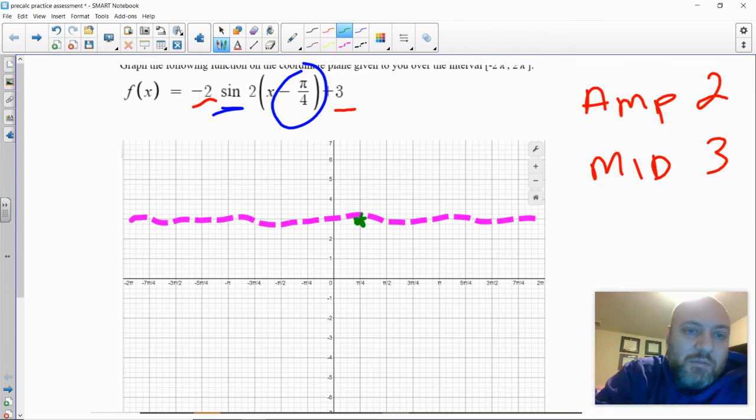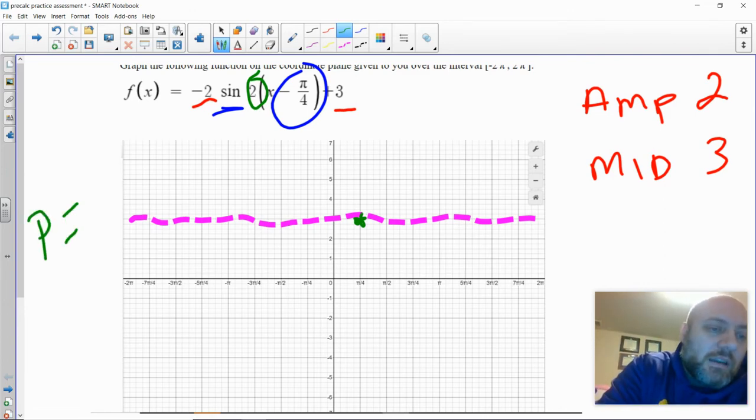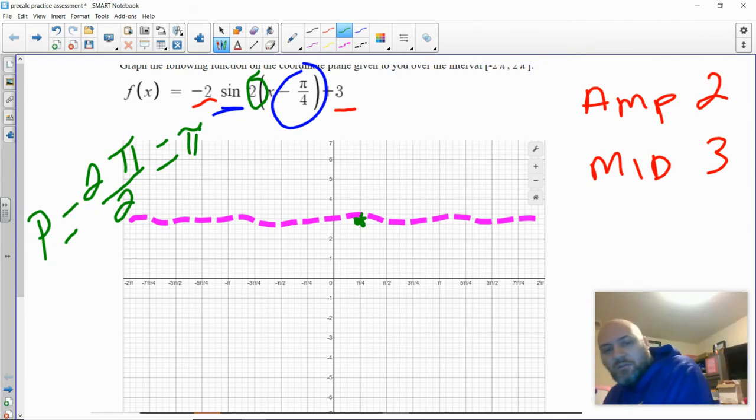And then this 2 is my frequency. So that means I'm going to have two full sine curves within a distance of 2 pi. Or if you wanted to figure out the period, it'll be 2 pi divided by b, which is 2. So the period will be pi. So I'll have one full sine curve within a period of pi.